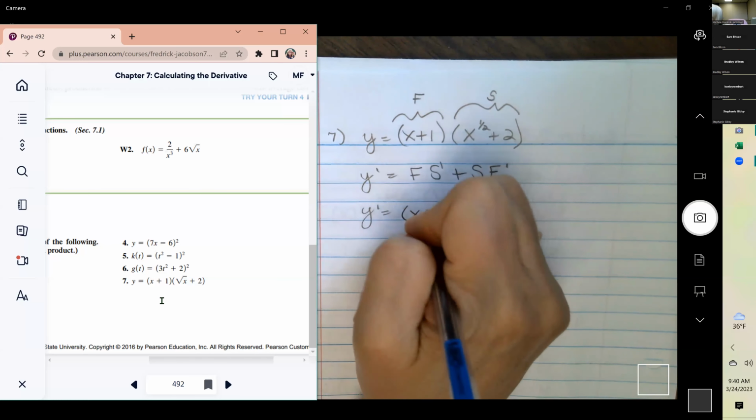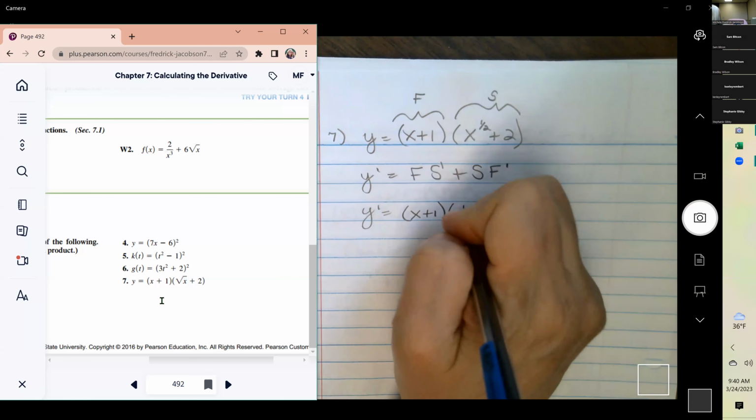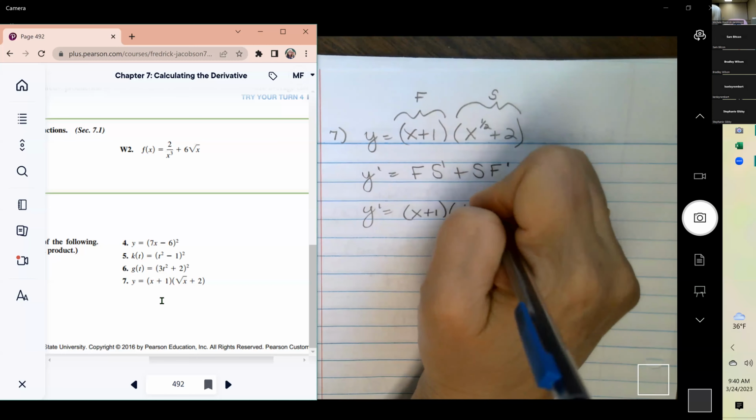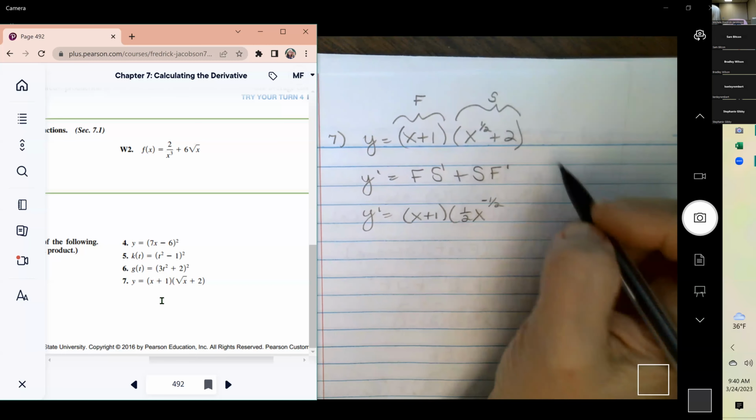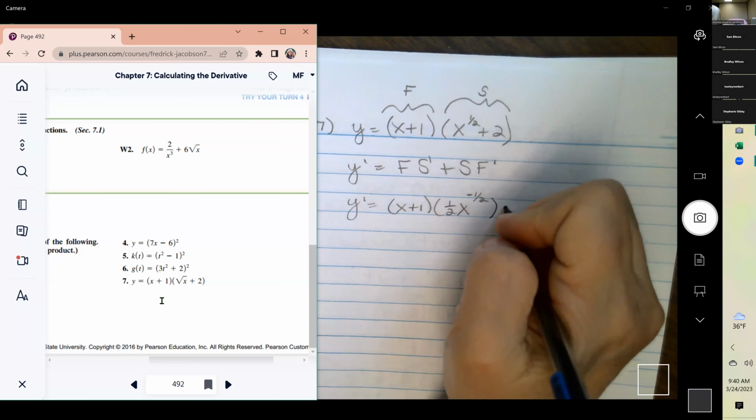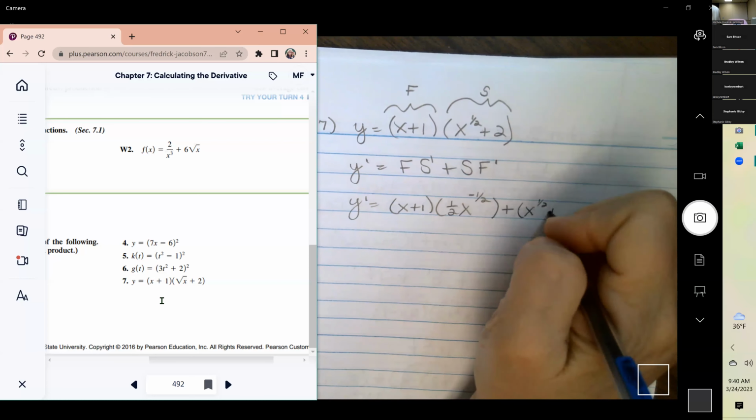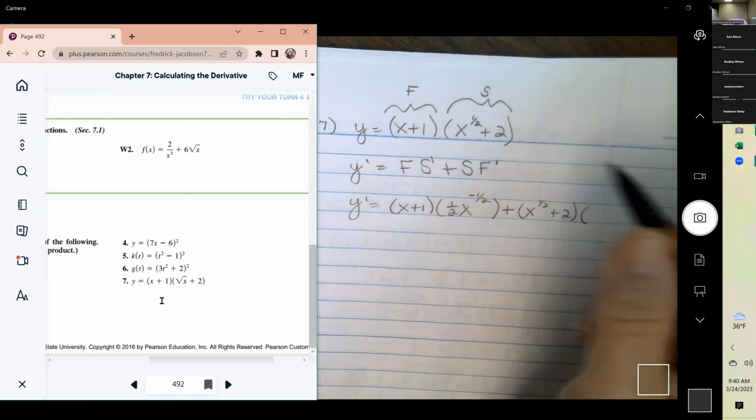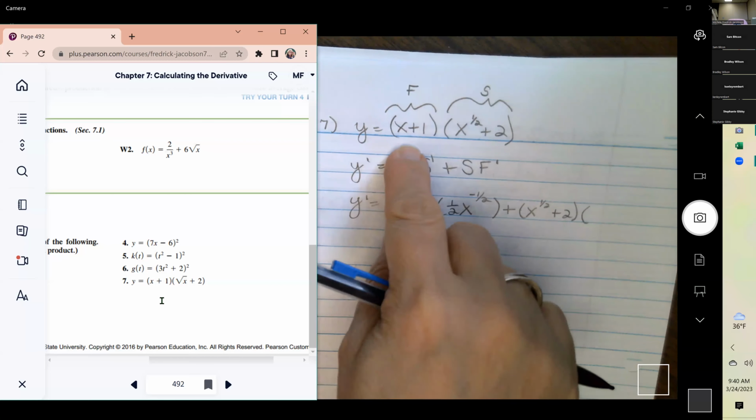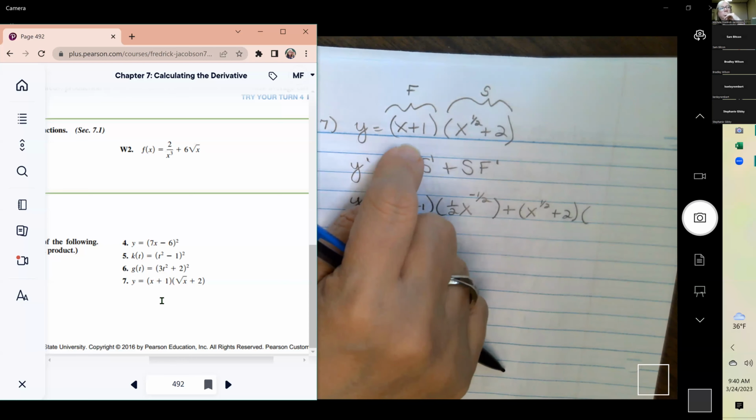First, x plus 1. Derivative of the second, 1/2 times 1 is 1/2 x to the negative 1/2, and 2 is 0. Plus the second times the derivative of the first. What is the derivative of x plus 1? Anyone? Type it in the chat if you don't want to say. But what is the derivative of x plus 1?